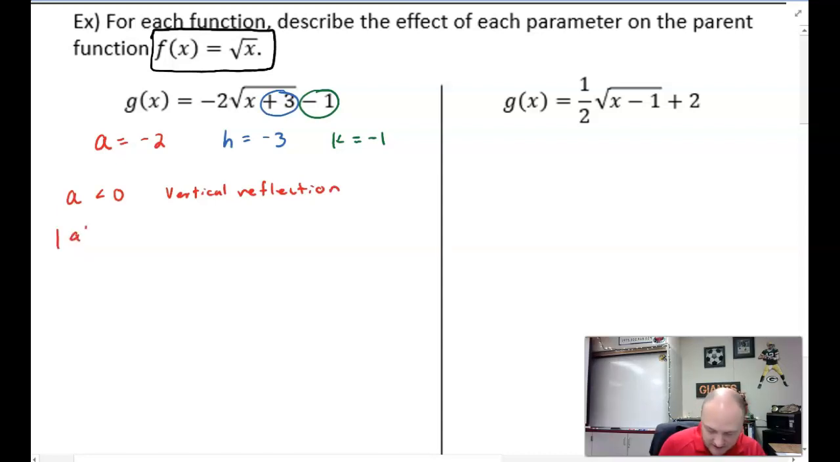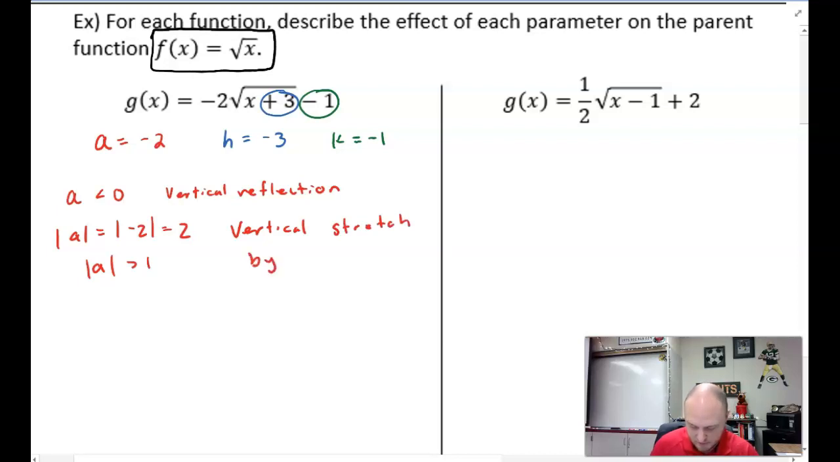The absolute value of a here is 2. So since the absolute value of a is greater than 1, this is going to be a vertical stretch by a factor of 2. And remember, that's going to cause all of our vertical values, how far we go up or down, to be multiplied by 2. Okay, so there's the a value.